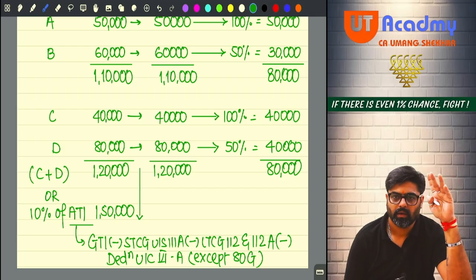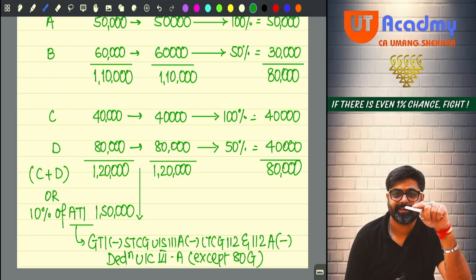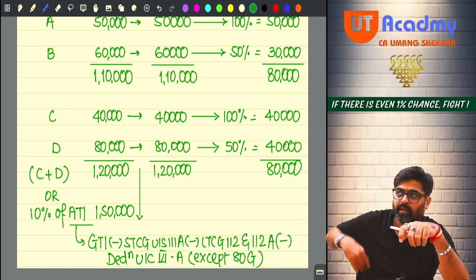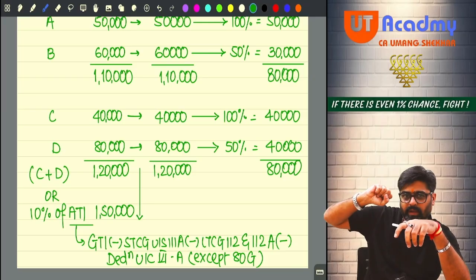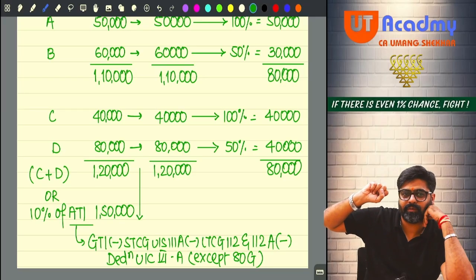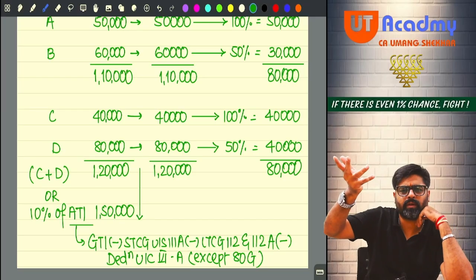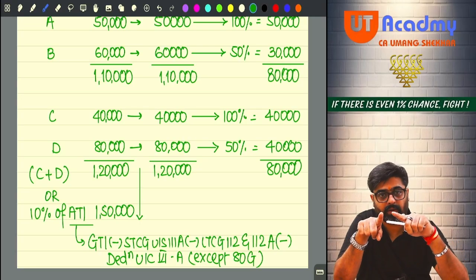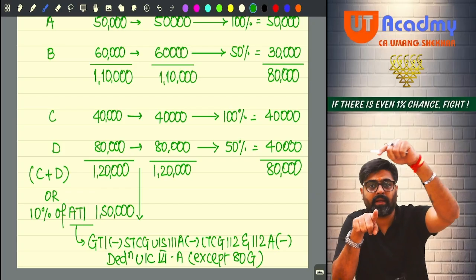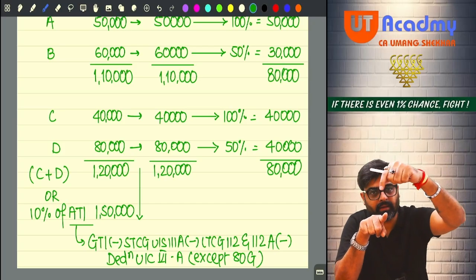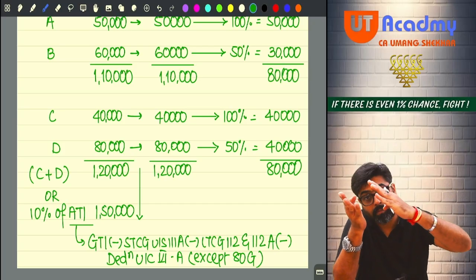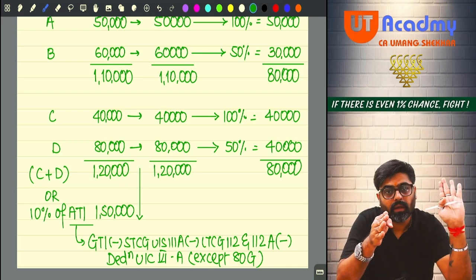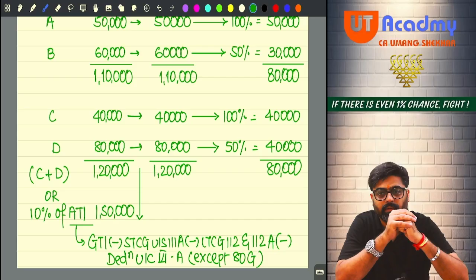Now pay attention. That limit is 1,50,000. C and D both taken together cannot be more than 1,50,000. So it is not more than 1,50,000, so we have qualified the entire 1,20,000. Meaning entire category C is getting qualified, entire category D is also getting qualified. The amount of C will be allowed fully and the amount of D will be allowed only 50%.